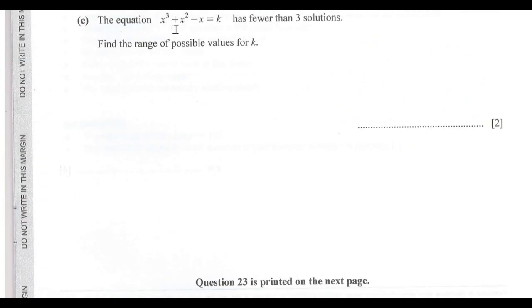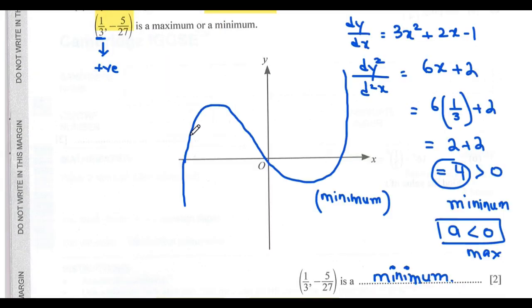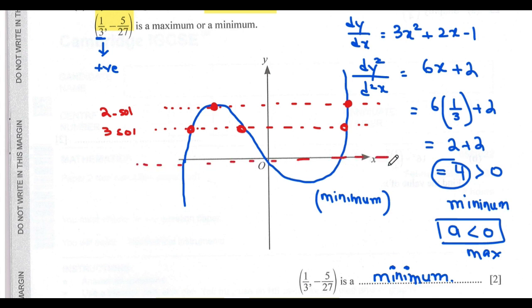Now part C says the equation x cubed plus x squared minus x equals k has fewer than 3 solutions. Find the range of possible values of k. If you draw a line over here, you will see that your line crosses the graph at 2 points. That means at this value of y, we have 2 solutions. And if you draw a line below this, the line will cross your graph 3 times. That means for this value of y, we have 3 solutions. And if we go beneath this line again over here, the line is cutting our graph 3 times, so we have 3 solutions. And over here, you'll see again this line cuts our graph at 2 points, so we'll have 2 solutions. If we go beyond these 2-solution lines, we'll only have 1 solution.